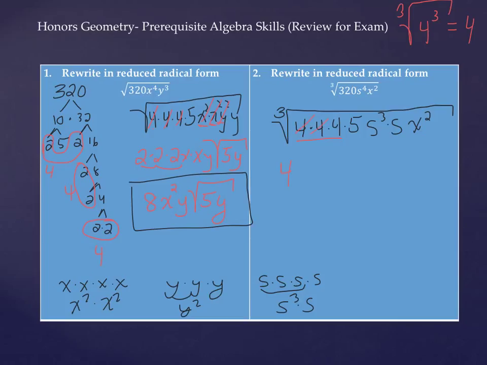So I'm going to go ahead and take that out. The cube root of 5, well, 5 is not a perfect cube, so that's going to be stuck. The cube root of s cubed is s. So I'm going to take that out.